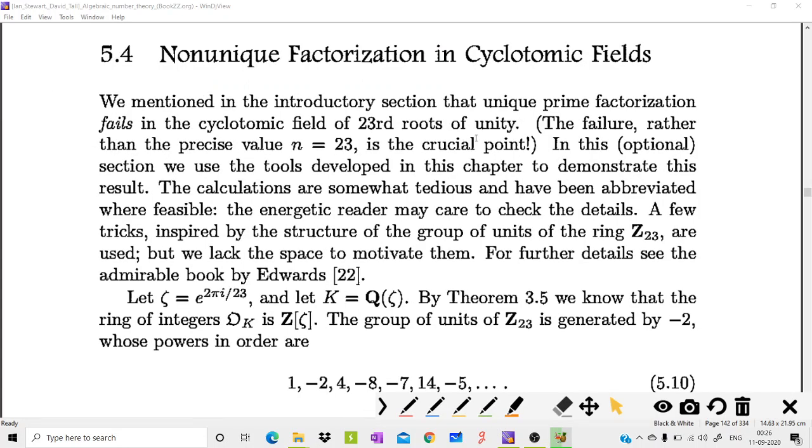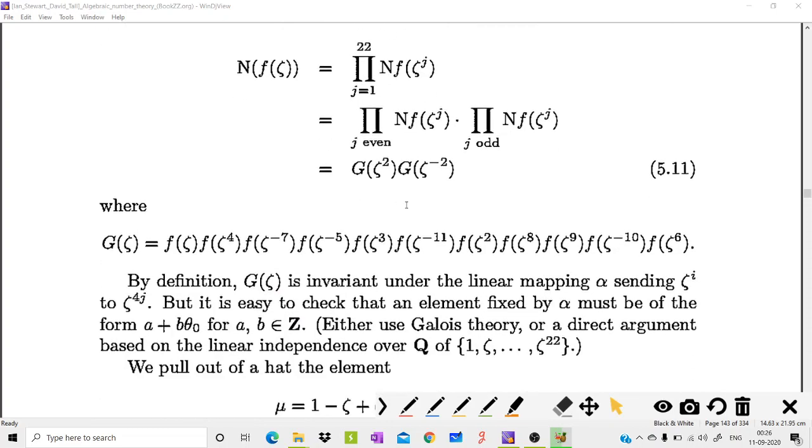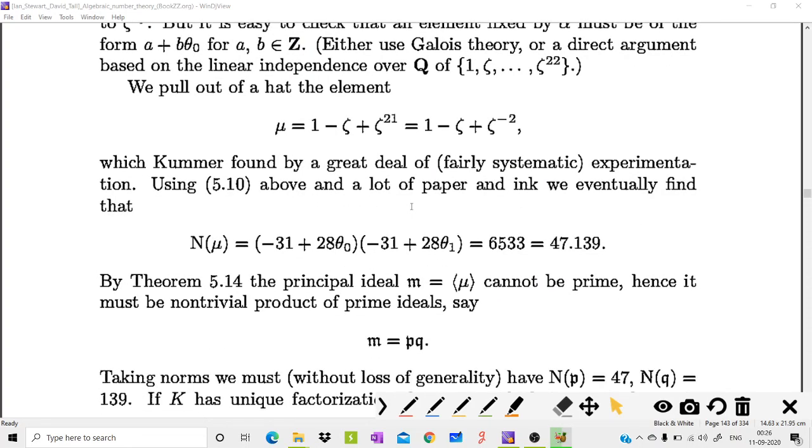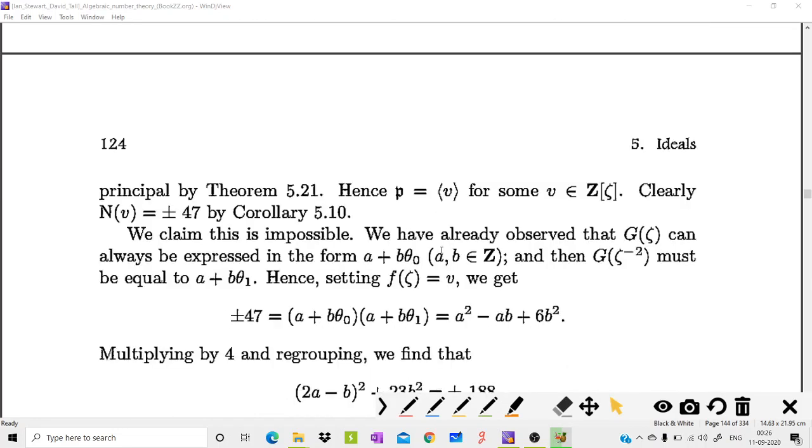Now we have the last section, 5.4, non-unique factorization in cyclotomic fields. From this section there will not be any questions in the examination. So you need to go through this section and try to understand the examples explained here, and we can discuss if you have any doubts in online interaction.